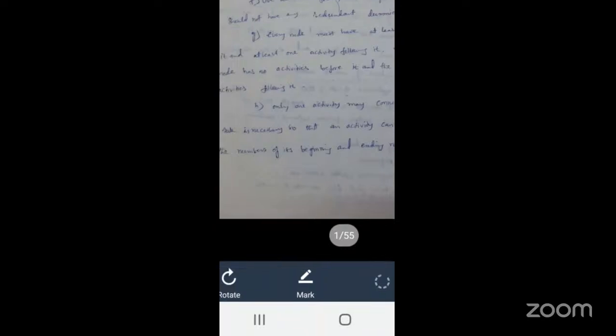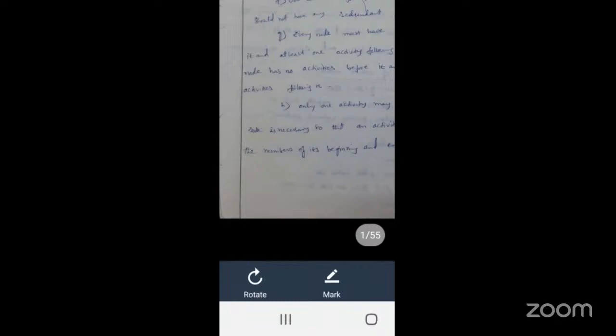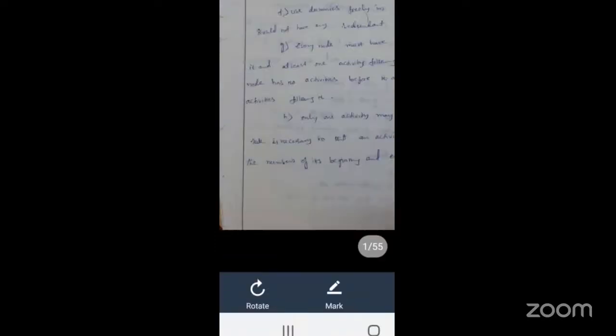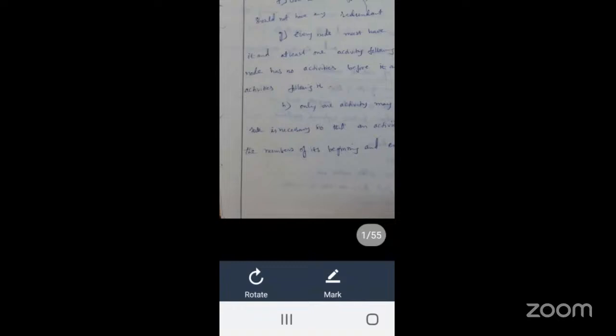And the last point: only one activity may connect any two nodes. This rule is necessary so that an activity can be specified by giving the number of the beginning and end nodes. So these are some important rules for constructing the network diagram. See here, totally we have 8 points. By using these 8 rules, we have to construct the network diagram.